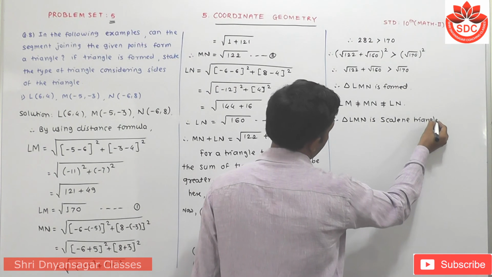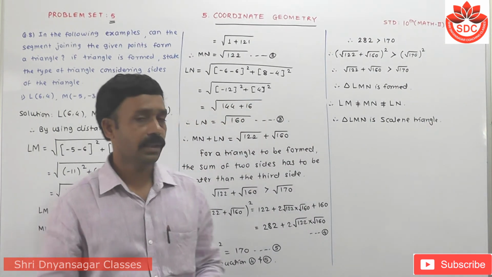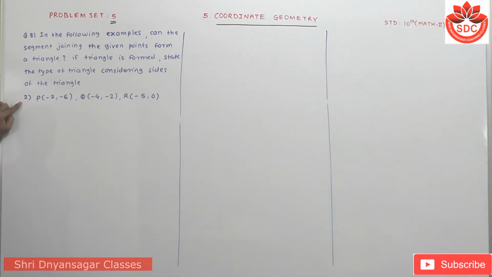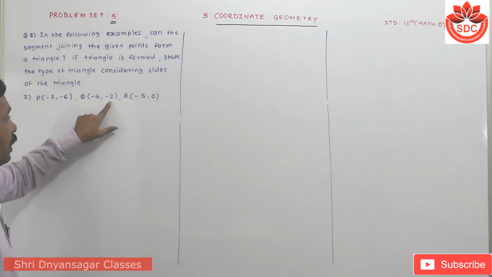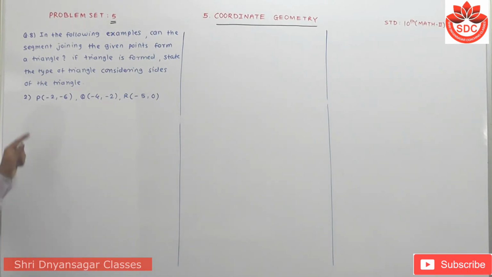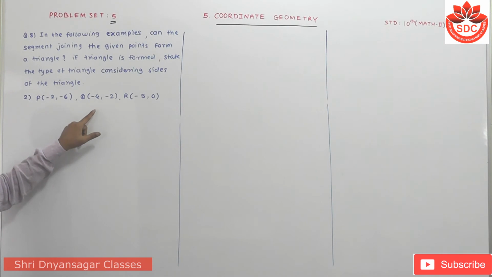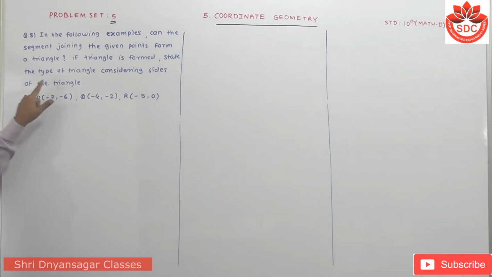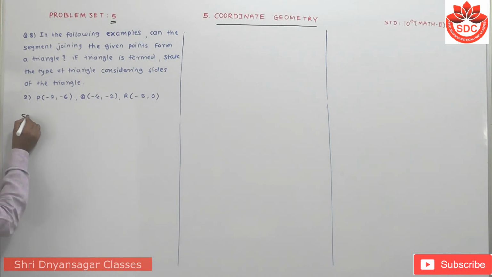Can you understand this? Okay. We take the next question. Next sub-question, question second. P is (-2, -6), Q is (-4, -2) and R is (-5, 0). Now we have to find whether these three are the vertices of a triangle or not, and you have to find out the type of the triangle also. So, its solution.